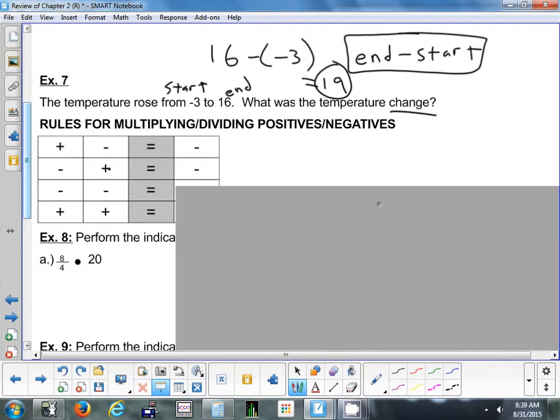How about this one? I keep saying times. It could be a negative times a negative or a negative divided by a negative. Same rules. Is it positive, Victor? Yeah, positive. Good.